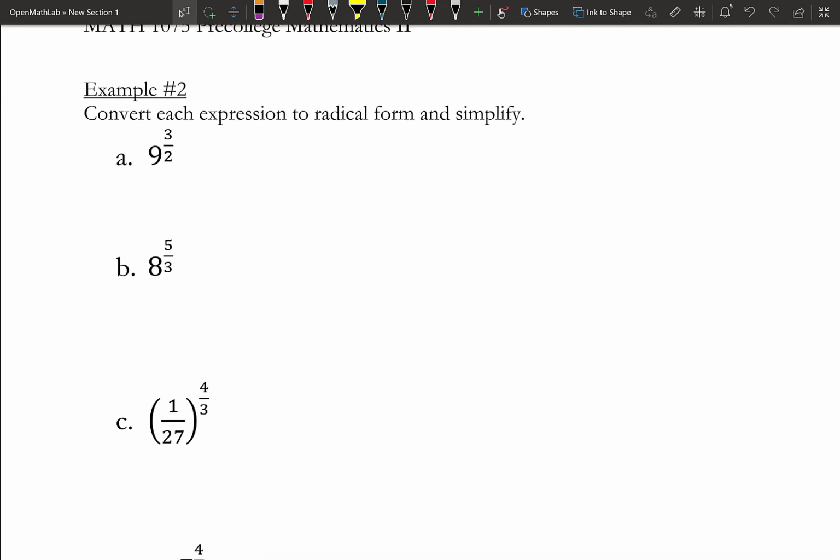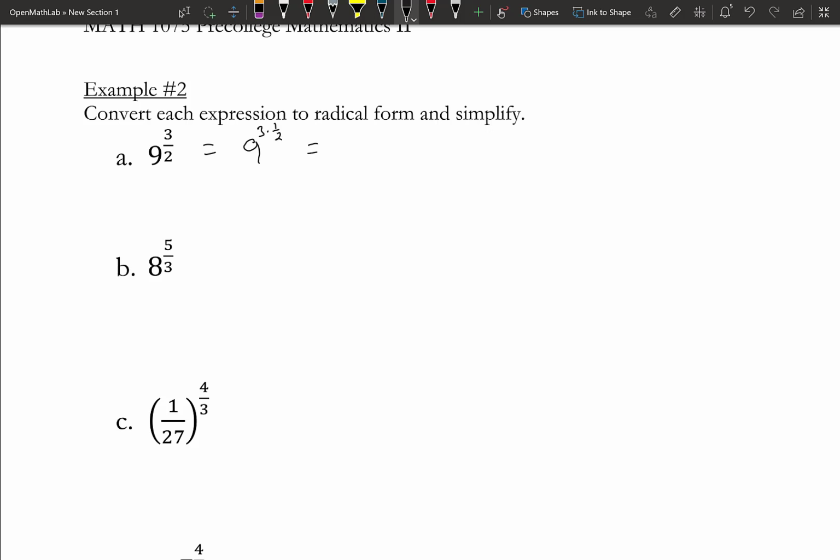So example 2, we want to practice that. It's similar to example 1, but now the numerator of our rational exponent is not necessarily 1. The first one, we have 9 raised to the 3/2 power. This is the same thing as 9 raised to the 3rd power, all raised to the 1/2 power. I kind of skipped a step here. This would be the same thing as 9 raised to the 3 times a 1/2 power, if you want to write that.